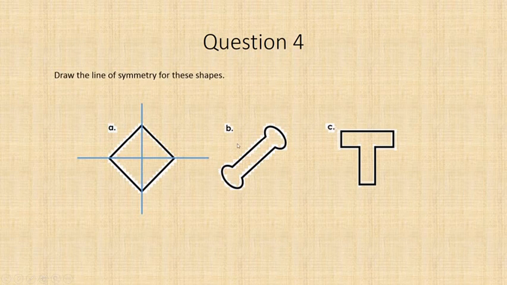Okay, shape B, the first line of symmetry is between them, because if I cut the shape from the middle here, I can just fold them, and they're going to be identical to each other, identical halves. And the second line of symmetry, I can cut this shape from here, and it's going to be identical halves. Okay, for question C here, it's a letter T, and letter T has only 1 line of symmetry from the middle, because if I cut it from here, it's going to be 2 identical halves.